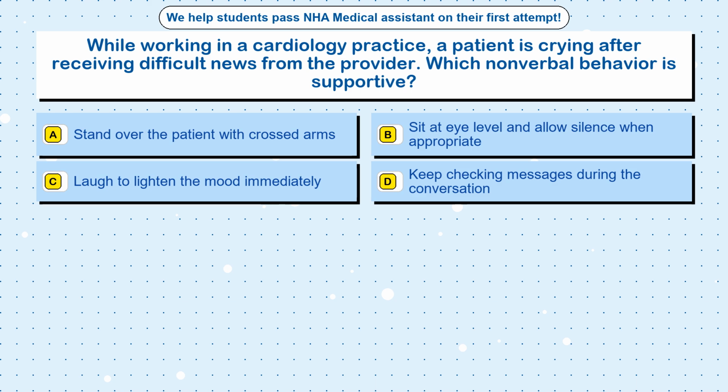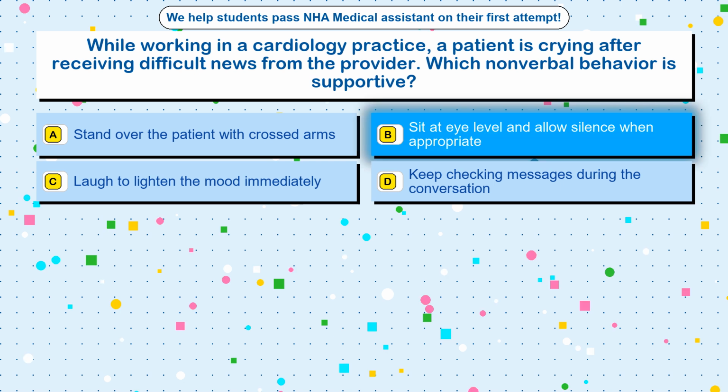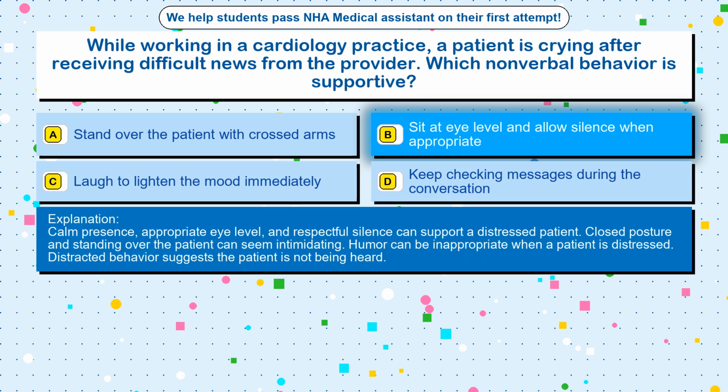Option D. Keep checking messages during the conversation. The correct answer is option B. Sit at eye level and allow silence when appropriate. Calm presence, appropriate eye level, and respectful silence can support a distressed patient.